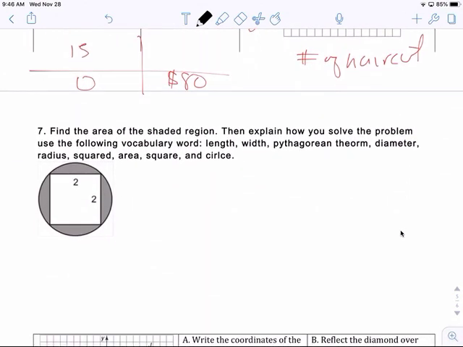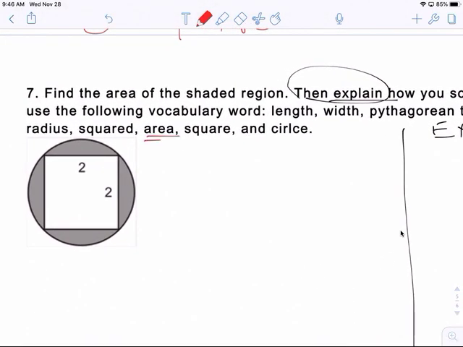Find the area, then explain how to solve it. Make sure you put aside here for explaining how you do this. Alright, so first you find the area of the square. Area of the square is base times height. We'll just put square here.